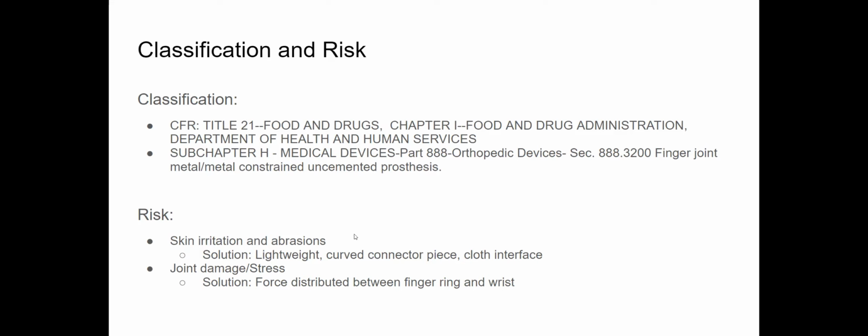And then you have your joint damage. So since it's a prosthetic finger, it's not going to distribute weight the same way as a normal finger, so it may cause some down the line issues with other fingers, joints, and the wrist. But you can mitigate that by designing it a certain way.